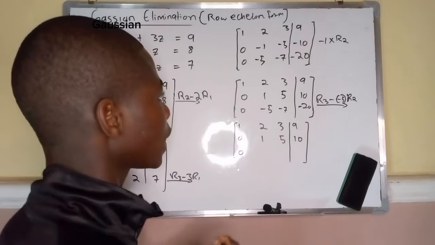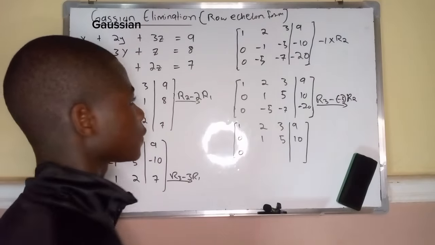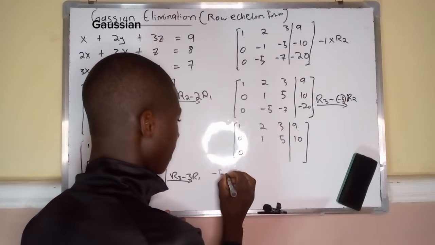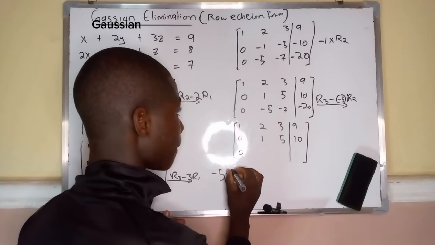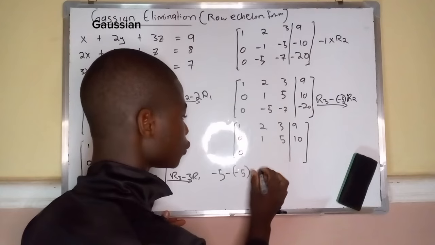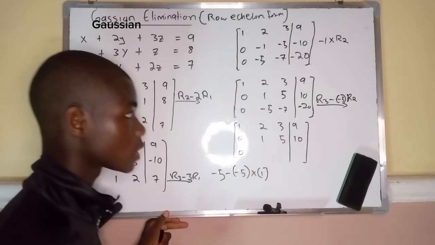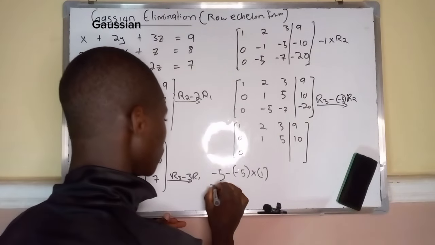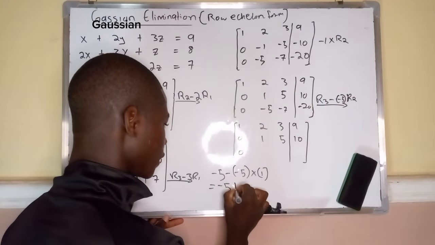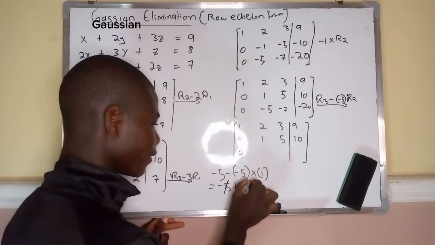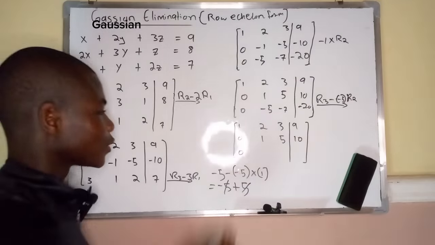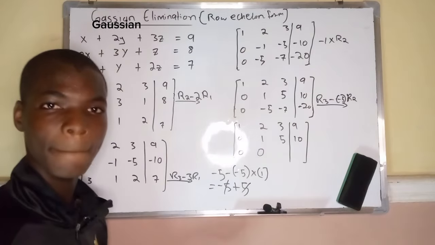So let me see, or either I can get 0 from the negative 5. Row 3, it is minus 5 minus, bracket, minus 5 multiplied by row 2. Row 2, which is 1. So therefore this will be equal to minus 5. This will become positive, multiplied by 5. So therefore 5 will go with 5. We get 0. So therefore have 0 here.